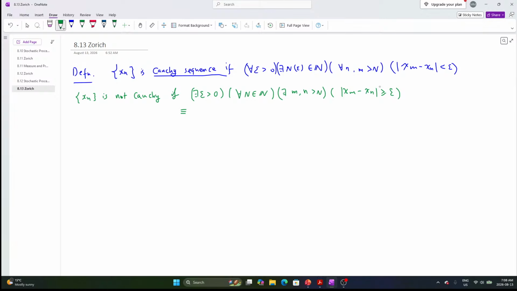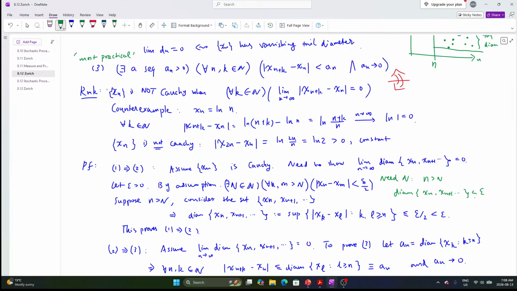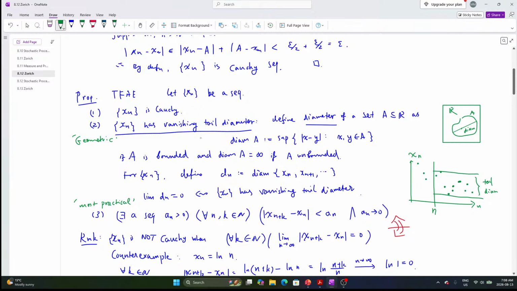We said something yesterday about tail diameter. That could be useful, because yesterday we also gave two extra equivalent definitions of Cauchy sequence. This is not actually in Zorich. The second one is from Rudin, and the third one is based on my own summary. The second one says xn is a Cauchy sequence if it has a vanishing tail diameter. The diameter of a tail is defined as the diameter.